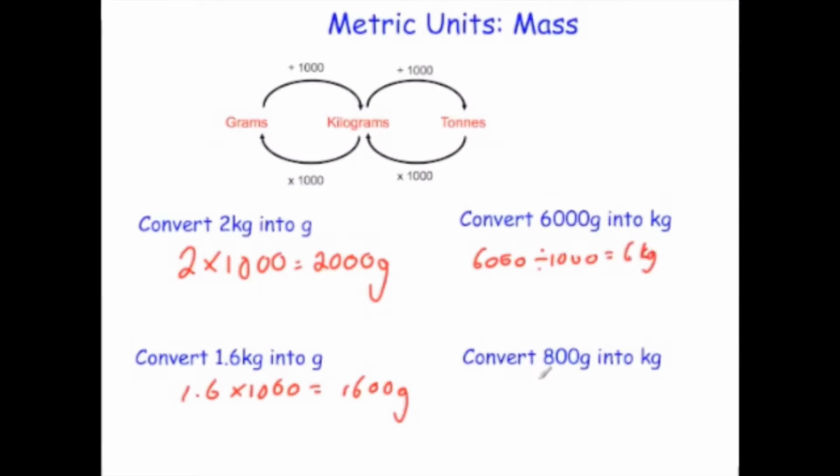And finally, convert 800 grams into kilograms. To convert from grams to kilograms, you divide by 1,000. So you're going to do 800 divided by 1,000, and that would be 0.8. So the answer would be 0.8 kilograms.